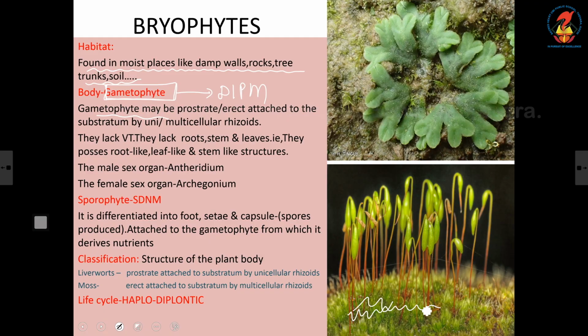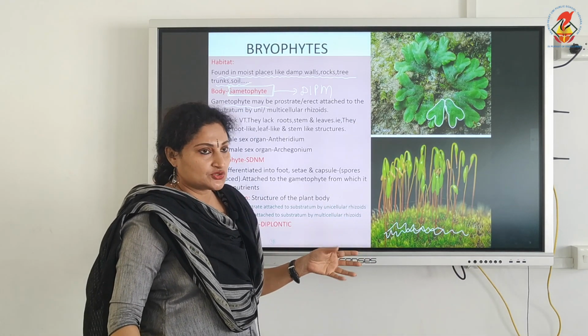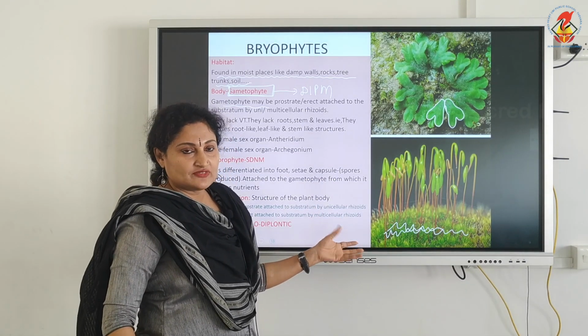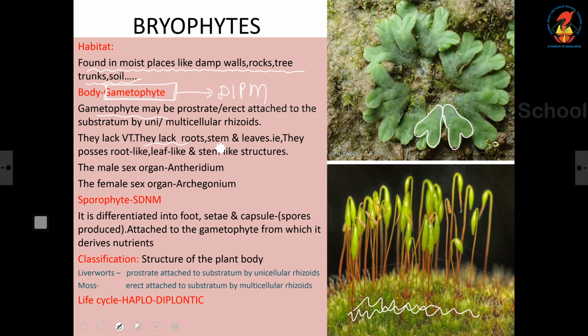Now I am going to describe the structure. This grassy structure is representing the gametophyte, and this wedge-shaped, V-shaped structure is also representing the gametophyte, which is the real plant body. Here we can see it is not differentiated. When you think of a plant, it should be differentiated into root, stem and leaves. No, it lacks true root, stem and leaves. It is differentiated into leaf-like, stem-like and root-like structures. They are not the true root, leaves and stem.